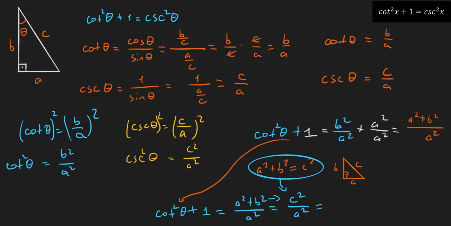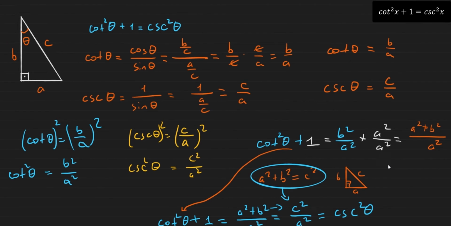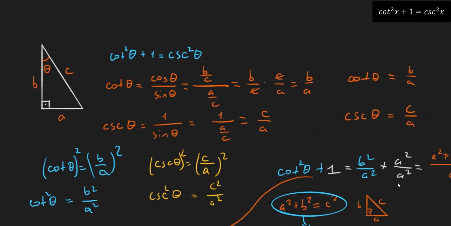And we know that cosecant theta squared is in fact C squared over A squared. So this whole thing is just going to be cosecant theta squared. And just like that, we proved that cotangent theta squared plus 1 equals cosecant theta squared.